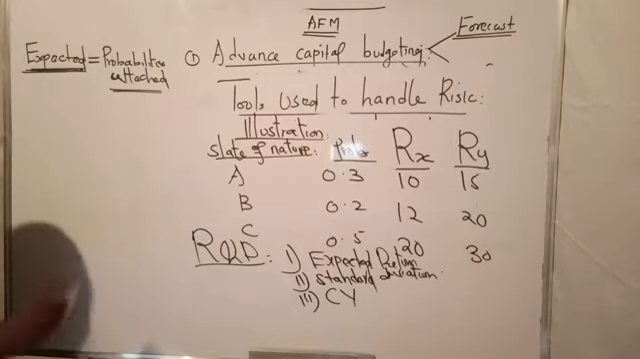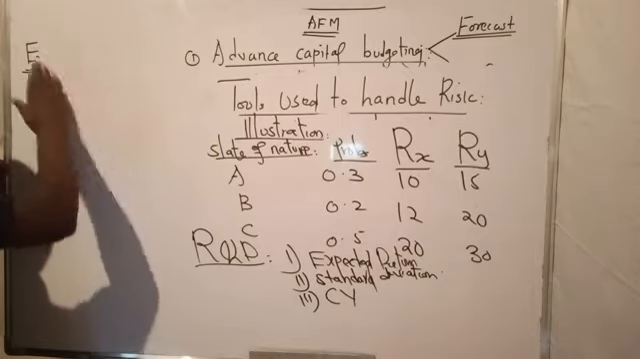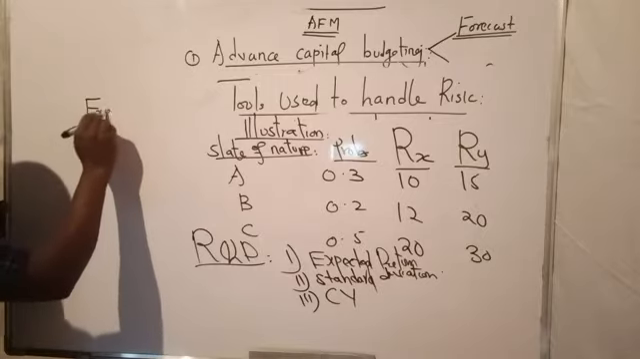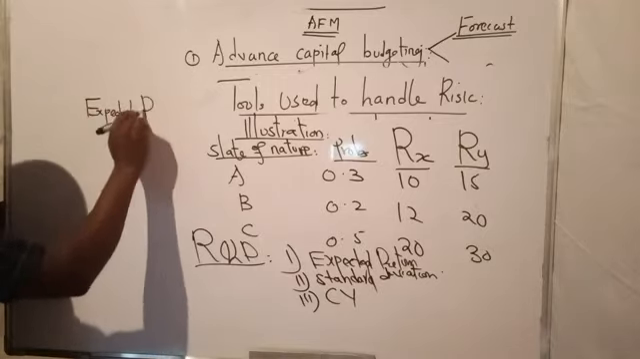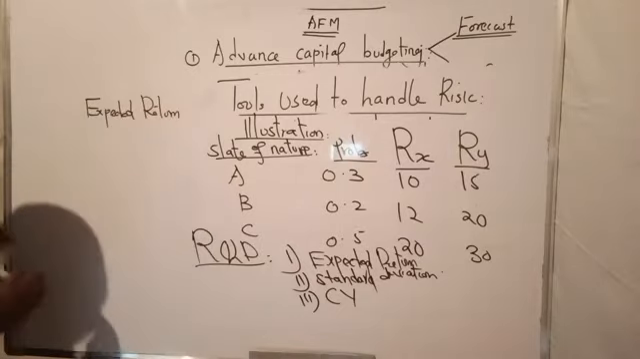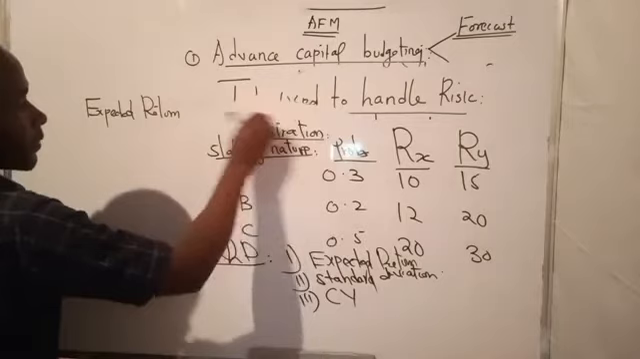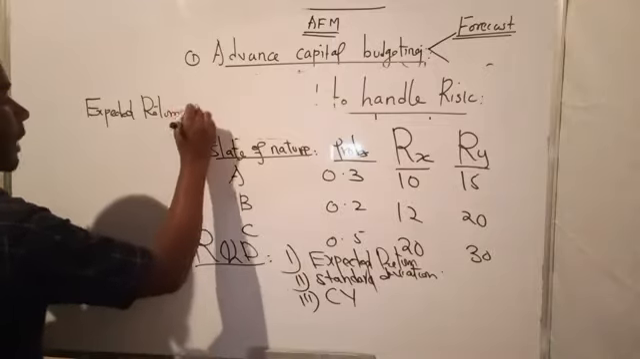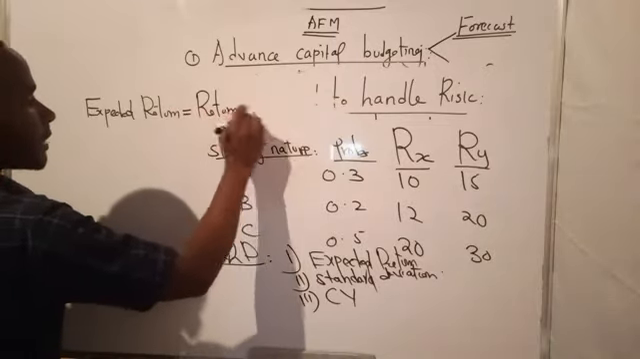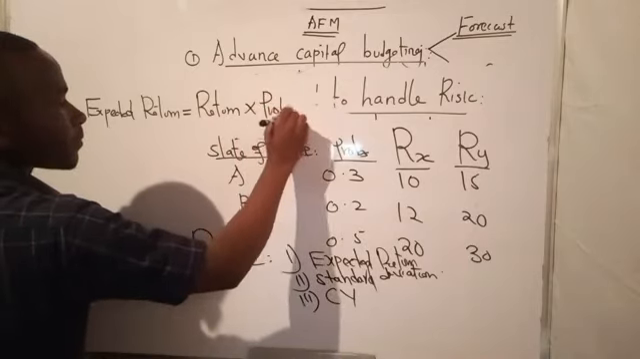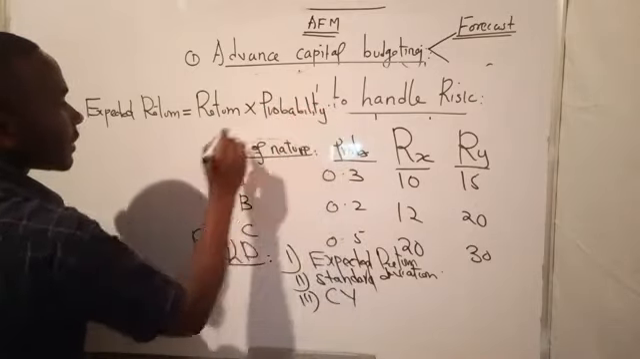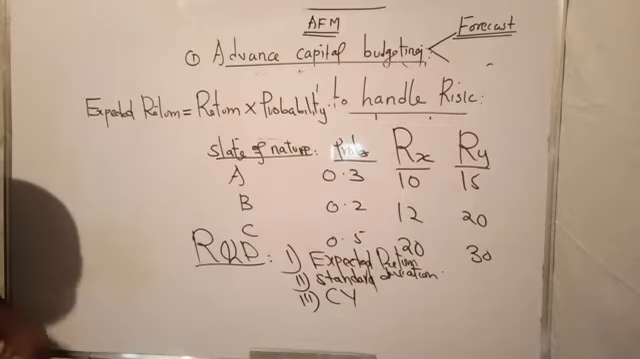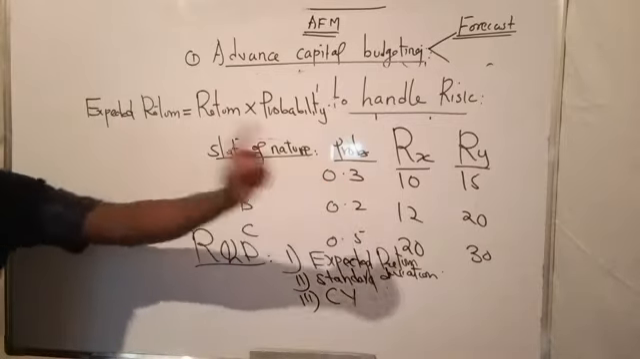So how do you get expected return? Expected return, unachukua returns times probabilities, or times probability. So we take the return times the probability. That is the expected return. So that's why here we have been given the probability and you have been given the return.